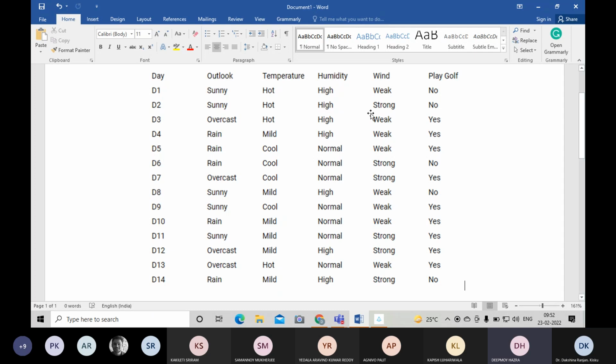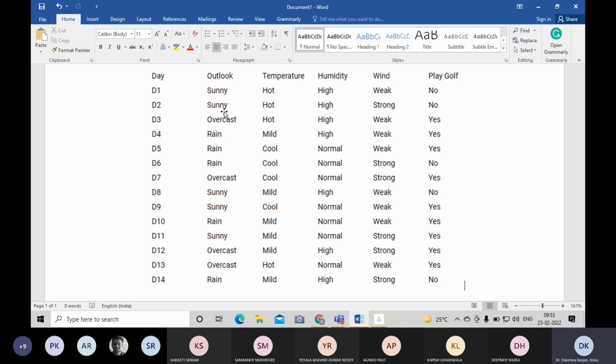Sir, in outlook, three different values are present. Very good. And temperature? Also 3. Okay, and humidity, 2. And wind, 2. That means if I select the wind feature as the root node, then how many branches will there be? How many branches will be formed in the decision tree?